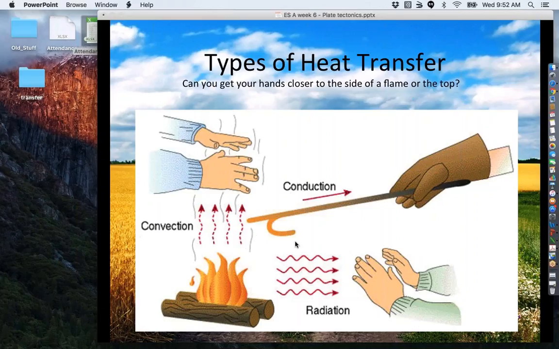Heat rises up, not to the side. You're on the right track. So let me tell you about the different types of heat transfer. Now, the one type of heat transfer that we didn't use there was conduction.